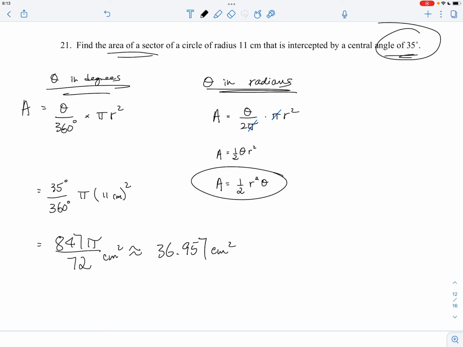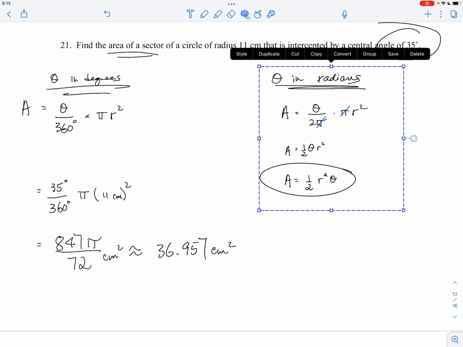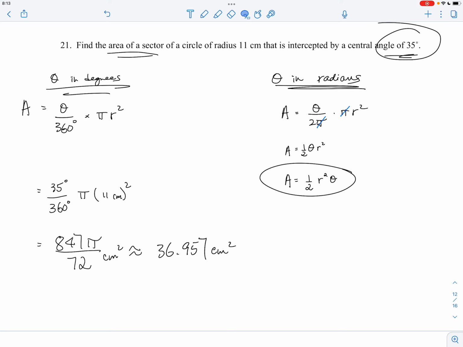So again, we have two equations. One is in degrees, the other is in radians. Make sure you know which one is which. I personally think the one in degrees is basically a no-brainer, because you learned about part of a whole ever since middle school. And of course you need to know the area of a circle. Once you put these two concepts together, it's really straightforward.